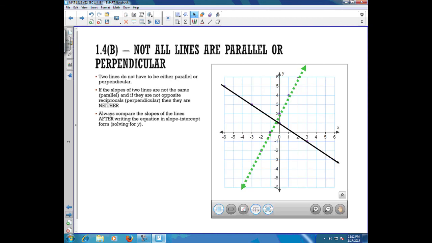Not all lines have to be parallel or perpendicular. We've seen one example already where they were neither. If two lines do not have slopes that are the same, or they're not opposite reciprocals, then they're not going to be parallel or perpendicular. And once again, to determine this, just compare the slopes.